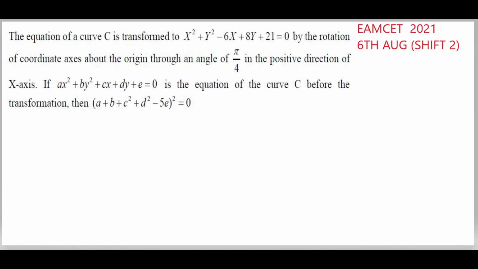The equation of curve C is transformed to x square plus y square minus 6x plus 8y plus 21 is equal to 0 by the rotation of coordinate axes about the origin through an angle pi by 4 in the positive direction of the x-axis. If ax square plus by square plus cx plus dy plus e is equal to 0 is the equation of the curve C before the transformation, then find the value of a plus b plus c square plus d square minus 5e, whole square.